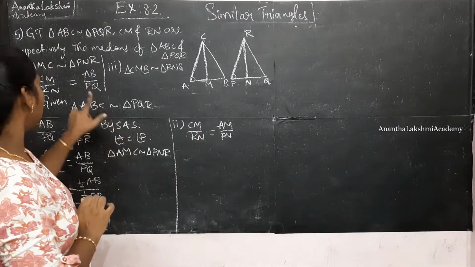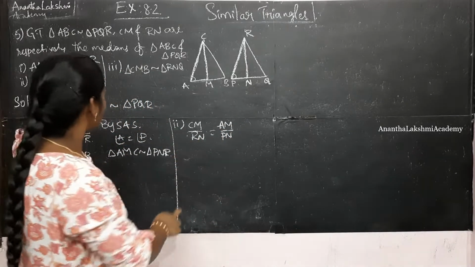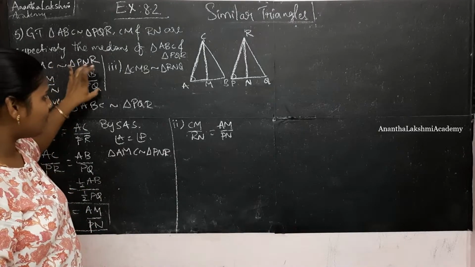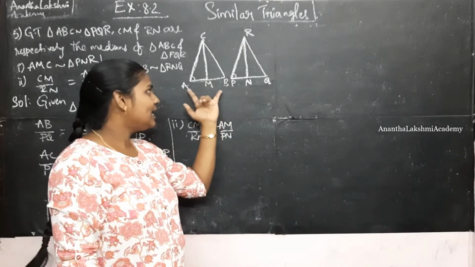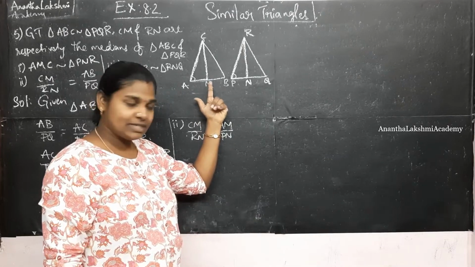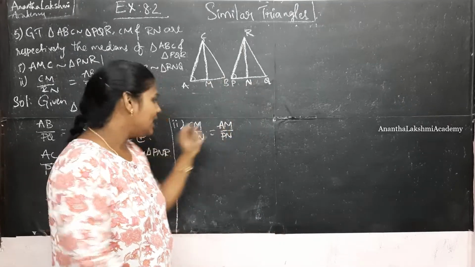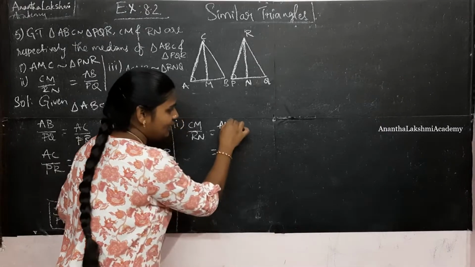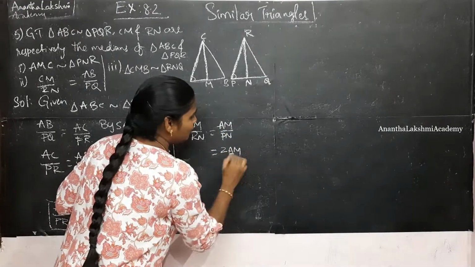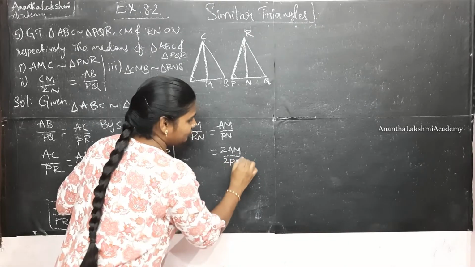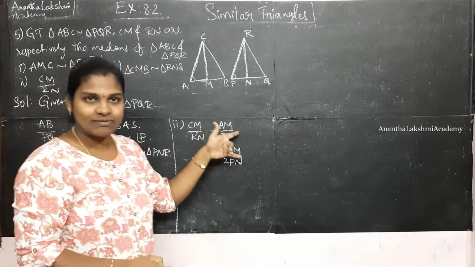Okay, now if you look at this side, this value is AB by PQ, but we have AM and PN here. How do we get AB? As I told you, M is the midpoint and N is also a midpoint. Now I am going to multiply this numerator and denominator with a 2. What happens? 2 gets cancelled. It's the same value, right?